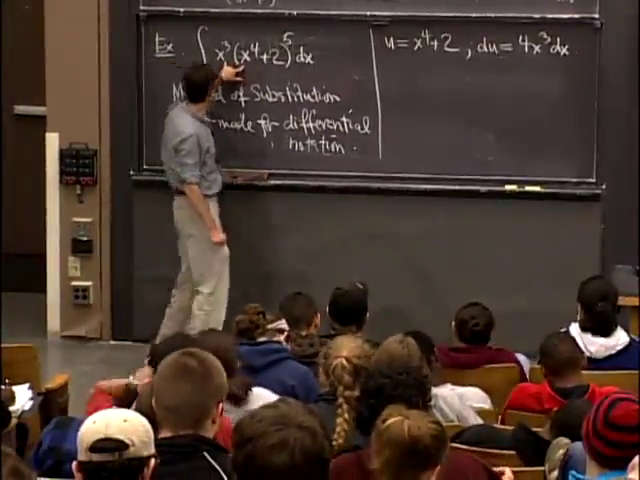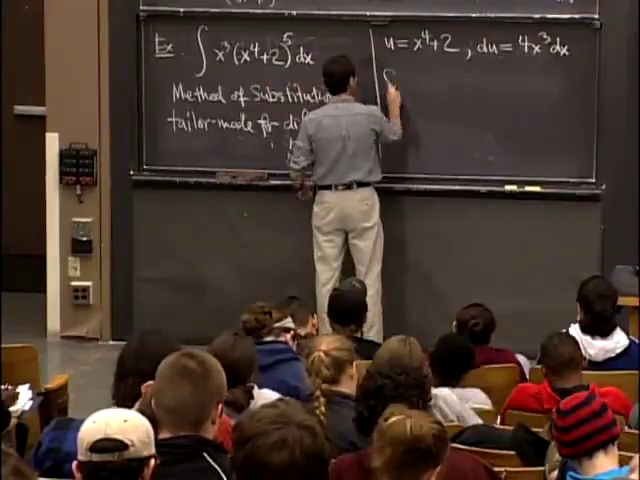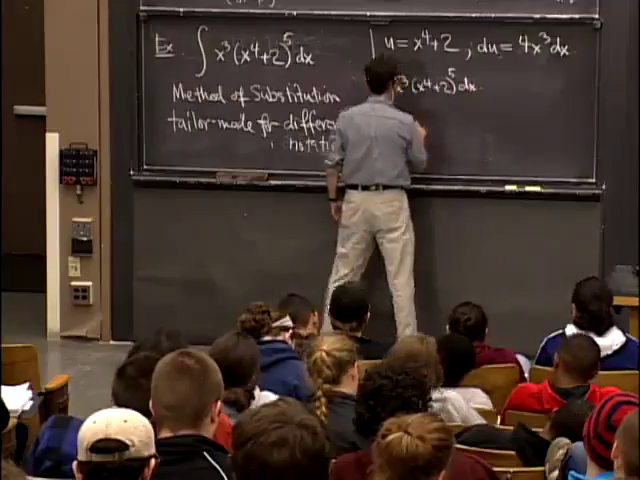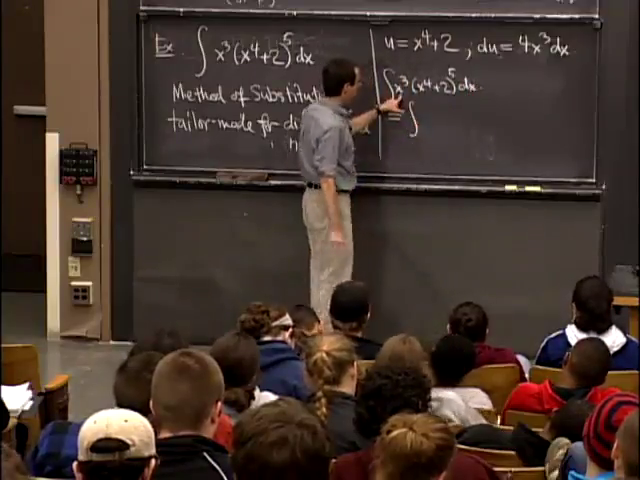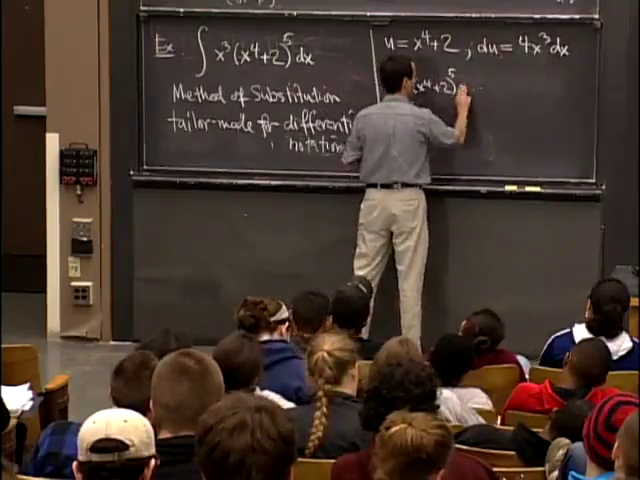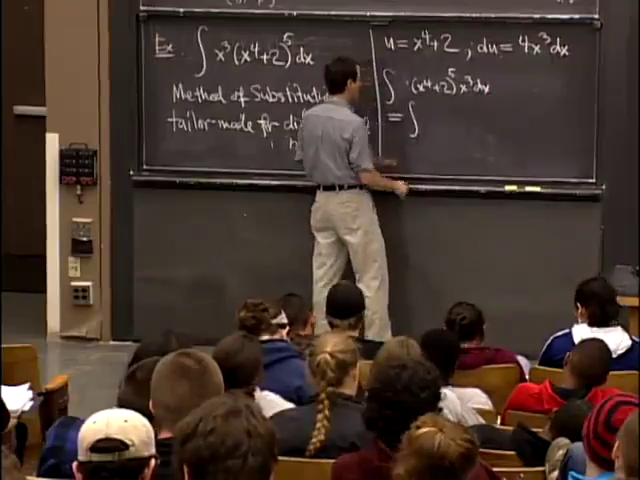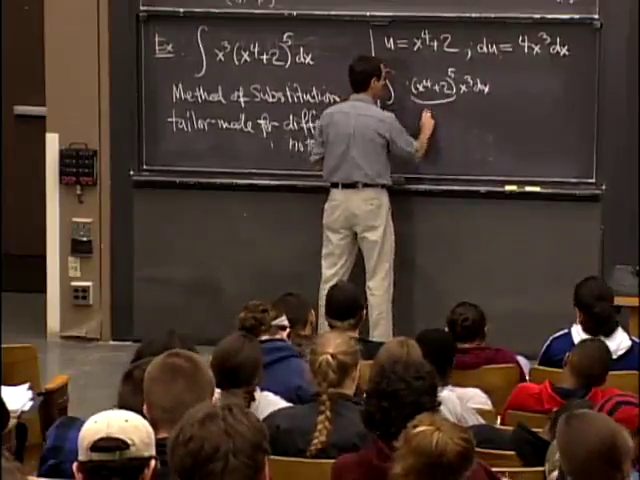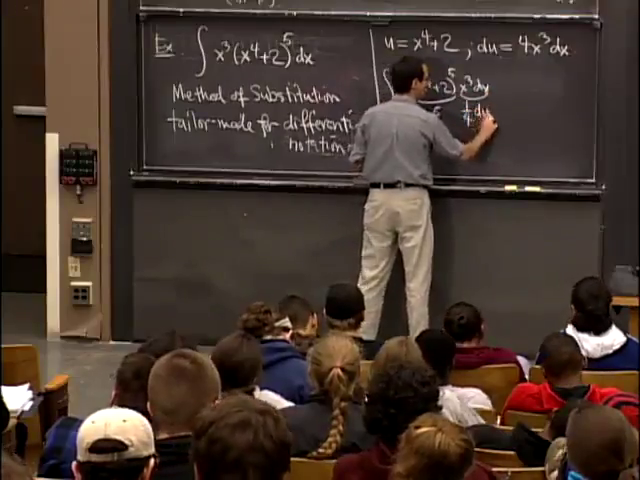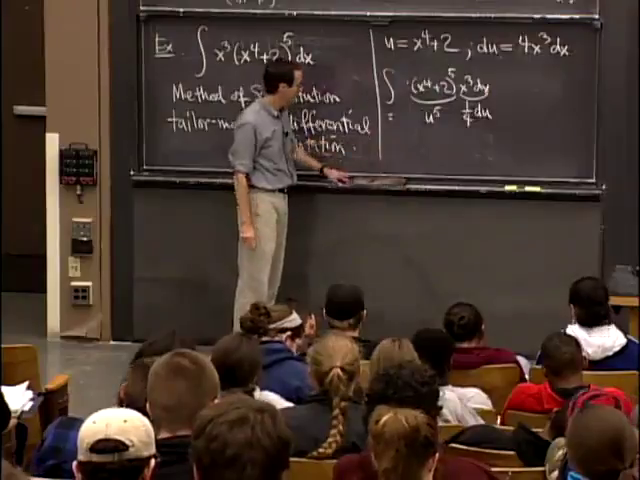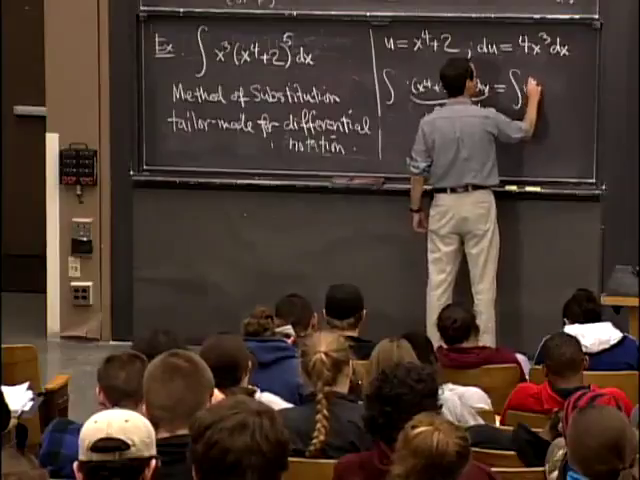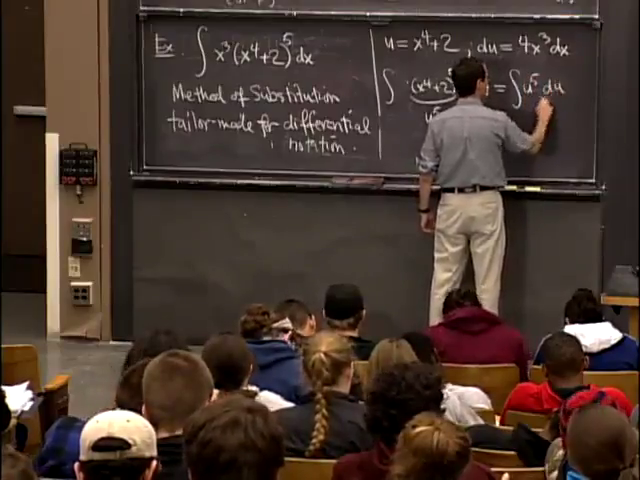So how does that happen? Well, this integral is the same thing as, well, really I should combine it the other way. So let me move this over. So there are two pieces here, and this one is u to the fifth, and this one is a quarter du. So that makes it the integral of u to the fifth du divided by 4.